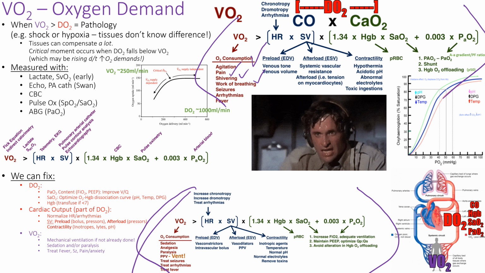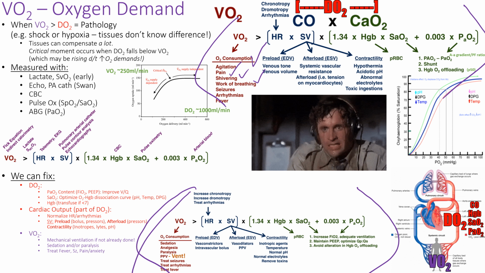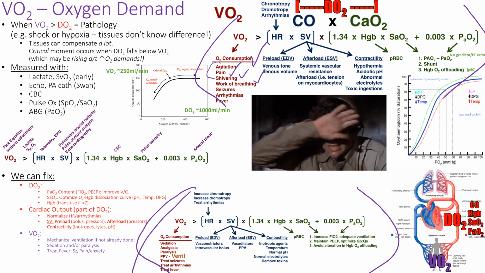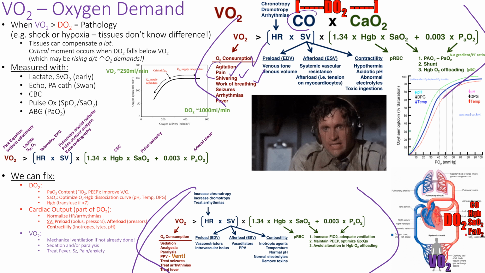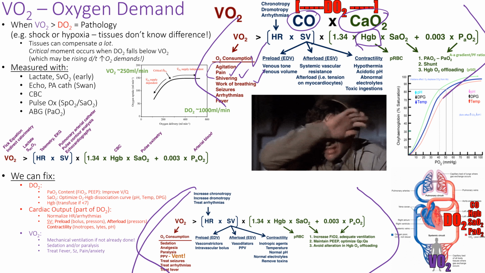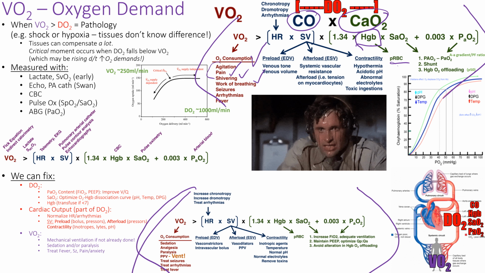So agitation is a big thing we try to fix in the ICU, right? Even on the floors, we try to control their agitation, control their pain. So we are reducing the amount of oxygen that they're requiring, and therefore we can meet their demand, right? Because their cardiac output might not be great if they have CHF, right? Their arterial content might not be great if they have anemia, right? If they do have anemia, we can give packed RBCs, right?